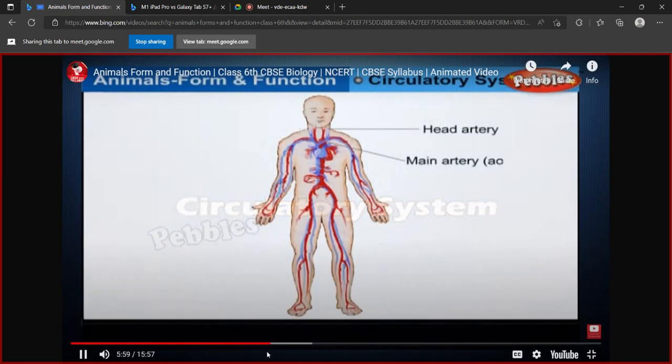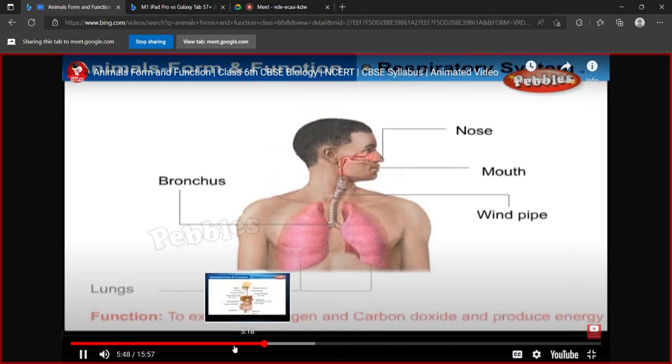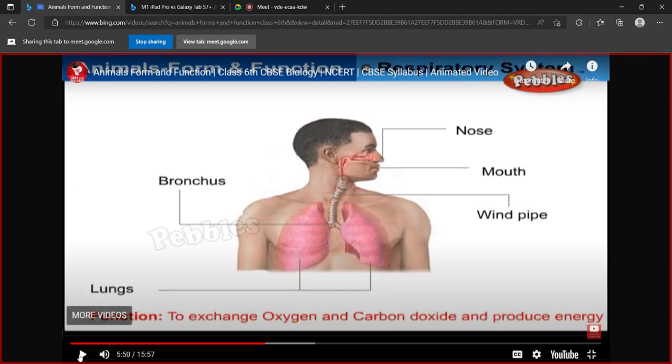Circulatory system. Parts of the circulatory system are the bronchus and lungs. Function.